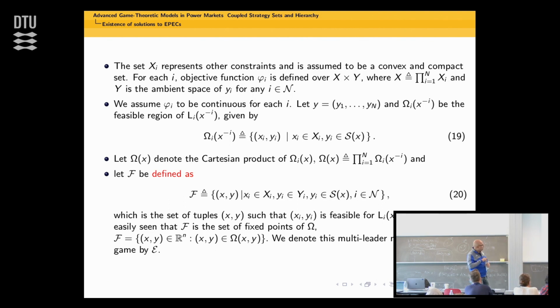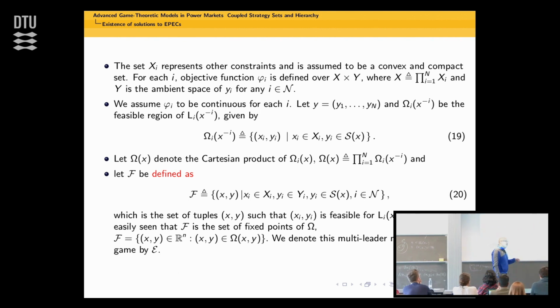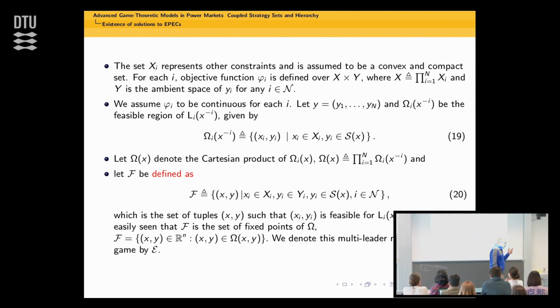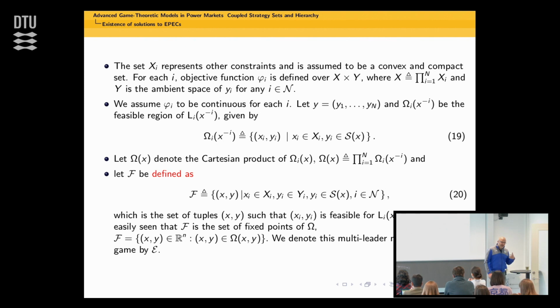So the rest of the time, what I want to do is talk to you a little more about going back to the original game, the multi-leader, multi-follower game, and asking the simple question. Well, not as simple, it was a painful question. Under what conditions can you actually show an equilibrium exists without making strong assumptions on the lower level problem?